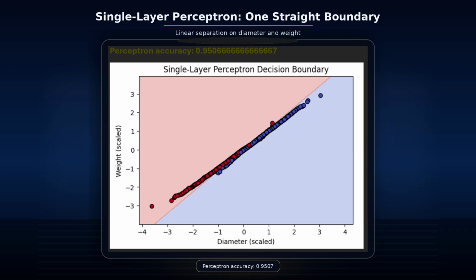A single-layer perceptron can only draw one straight boundary through that space. In the decision boundary plot, that is exactly what happens. The perceptron splits the scaled diameter and weight space with one linear cut. It performs well, reaching about 95.1% accuracy on the held-out test set. But its errors cluster near the overlap, where the two fruit types are not cleanly separable by one line.